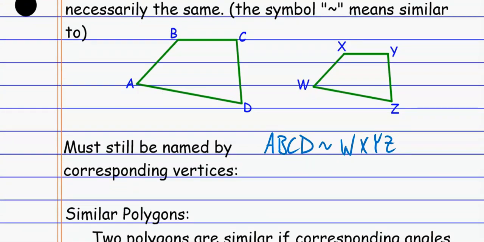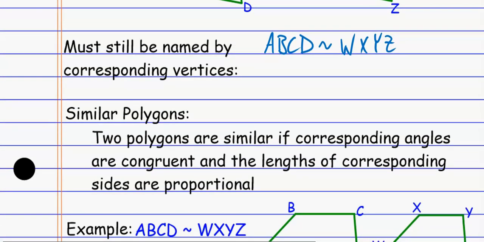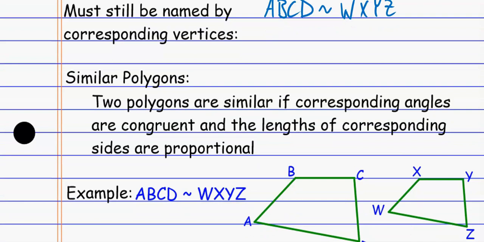So similar means same shape, different size. If the polygons are similar, the angles are still congruent, because the angle measurements give us ratios for the sides. Think back to triangles. If you looked at an equilateral triangle, all the angles are 60 degrees. If I look at another equilateral triangle, all the angles are 60 degrees. So there's a relationship between the size of the angle and the size of the side within one triangle, but not necessarily when we compare two different triangles.